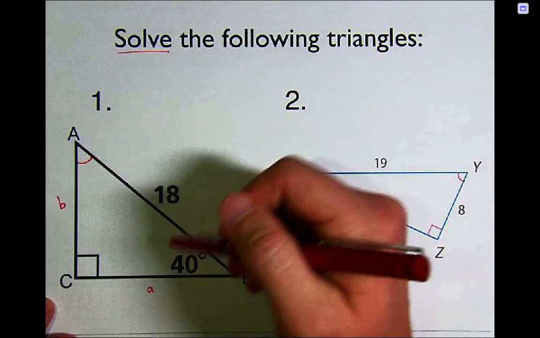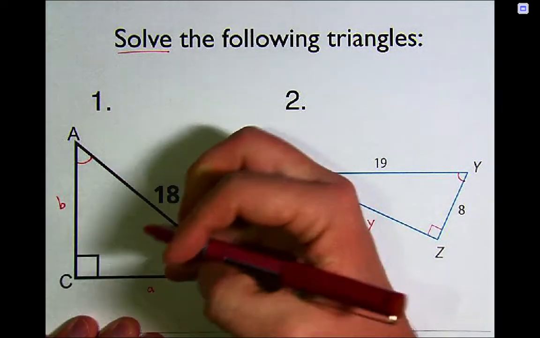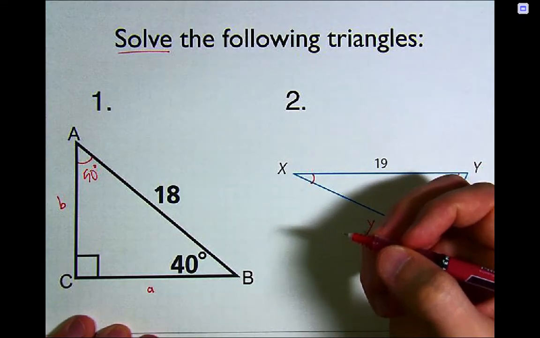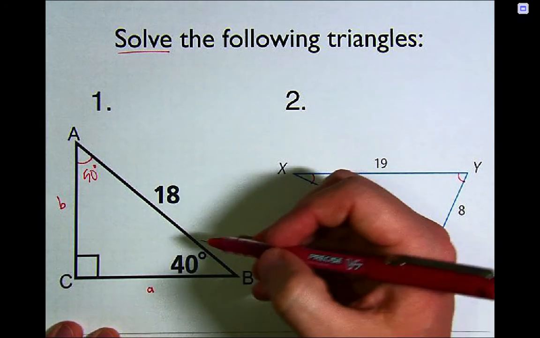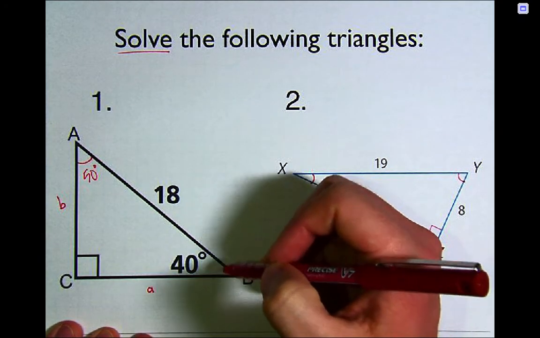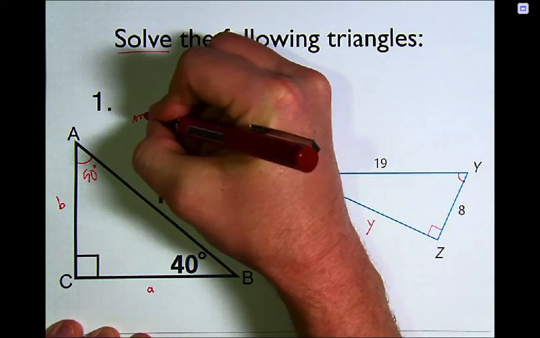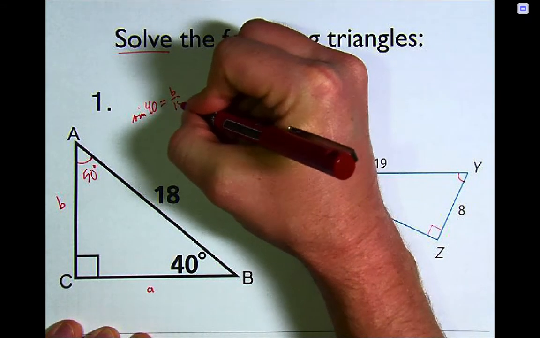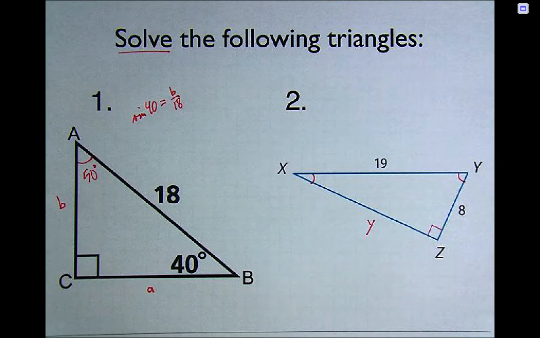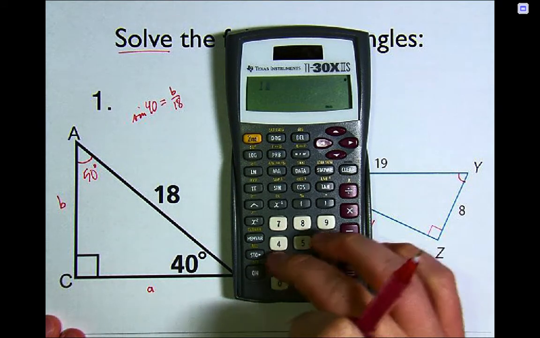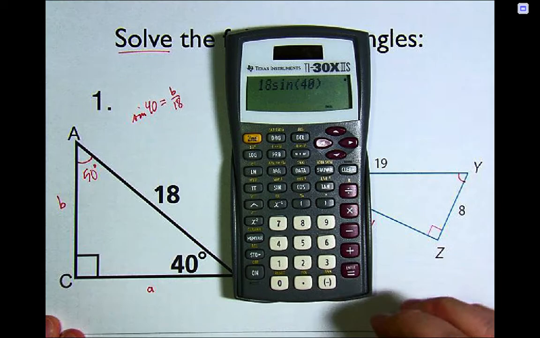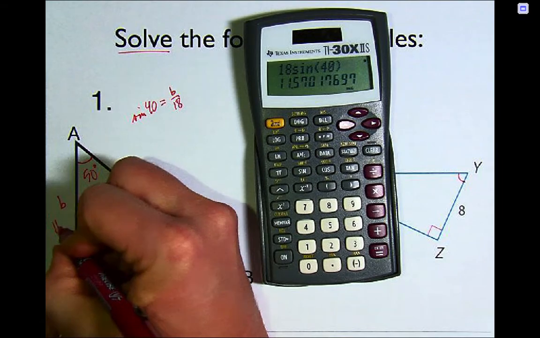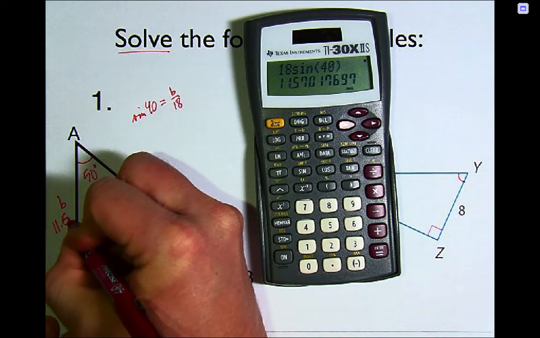For the first one, I think we were able to do it. So you had 90 and 40. This had to be 50 degrees right here. We would be able to do, for instance, sine of 40 equals opposite over hypotenuse, b over 18. So we just have to do 18 times the sine of 40. And 11.5 seems pretty reasonable right here. Roughly, I guess it would be 11.6.